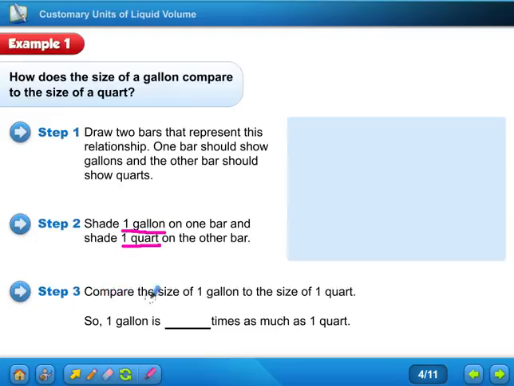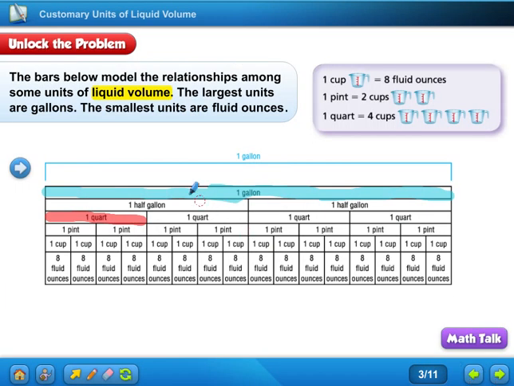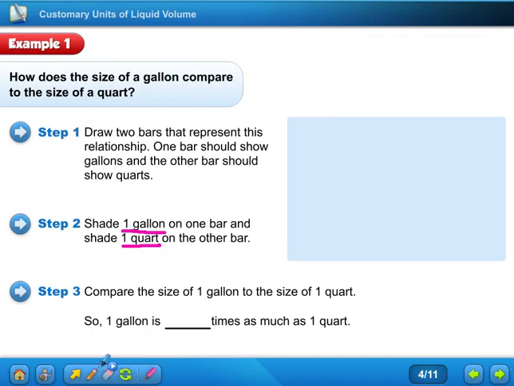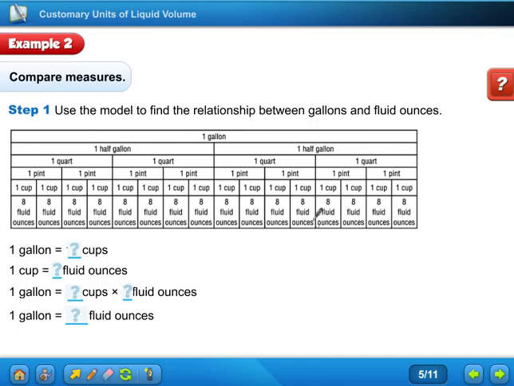So now we're going to compare the size of 1 gallon to the size of 1 quart. 1 gallon is blank times as much as 1 quart. How many quarts does it take to make that gallon up? 1, 2, 3, 4. So 1 gallon is 4 times as much as 1 quart. All right, let's go on to the next one.